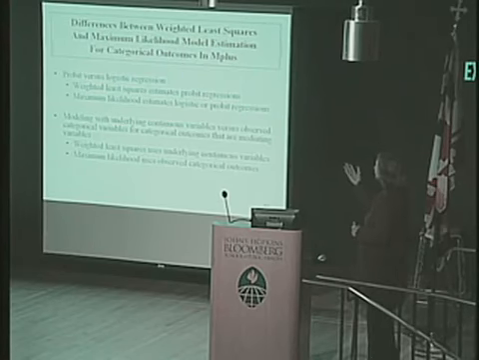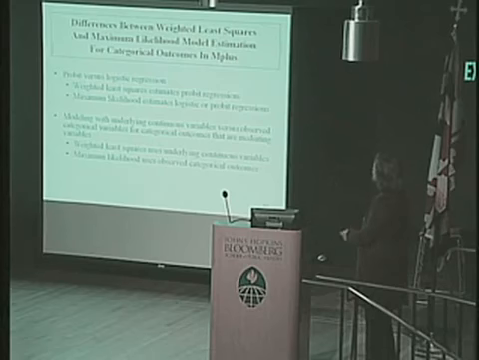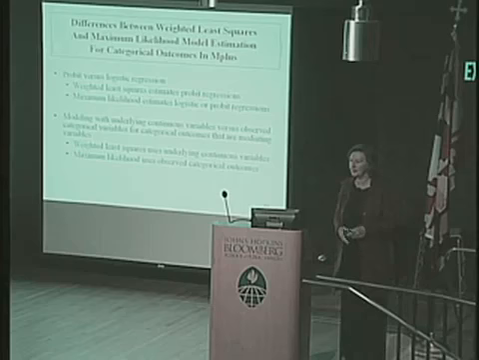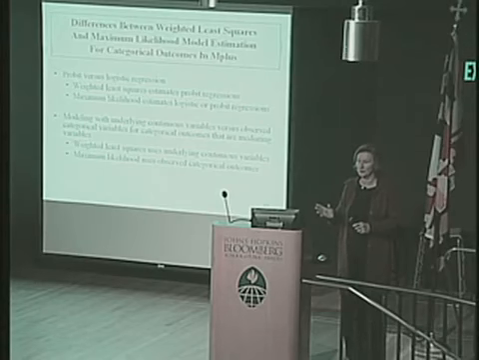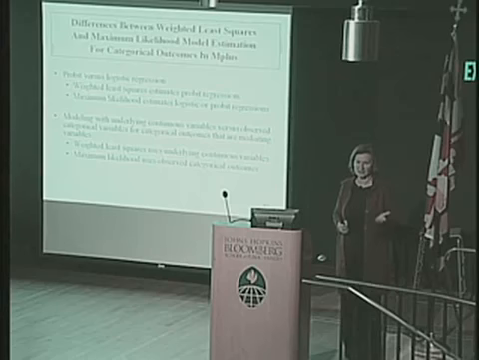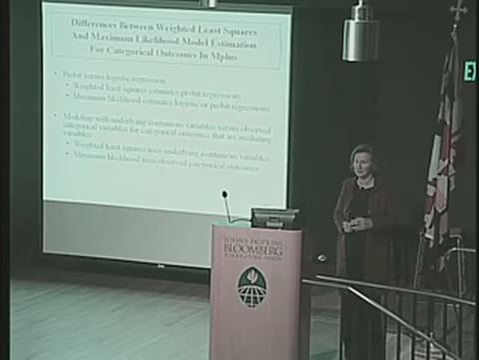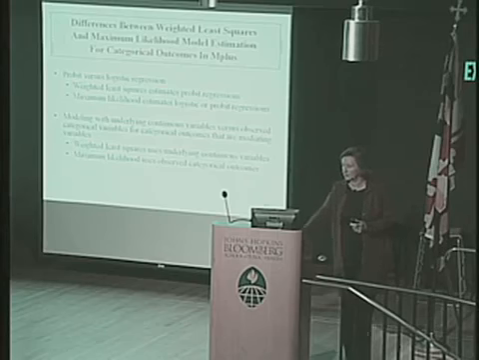So, probit versus logistic regression. We've already said this is just a summary. Weighted least squares does probit. Maximum likelihood can do either. But as I just said, this is just a summary: weighted least squares uses the underlying latent variable when you have a mediator variable, and maximum likelihood uses the observed variable.